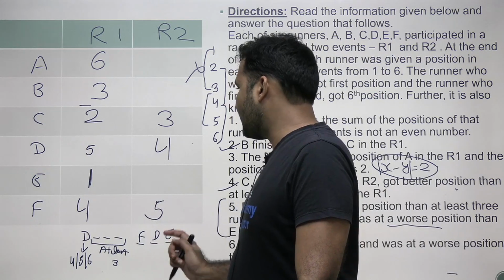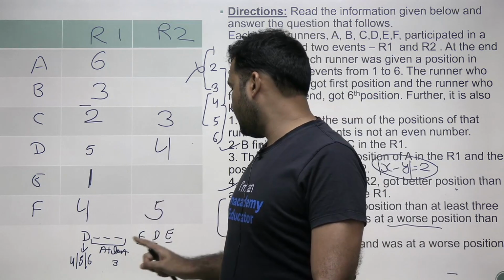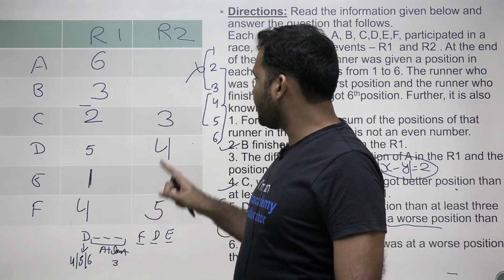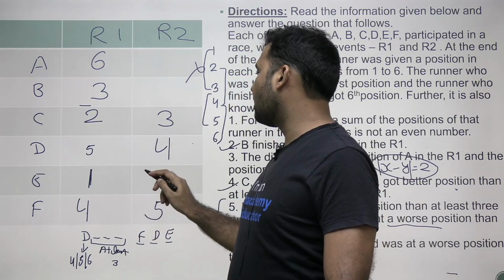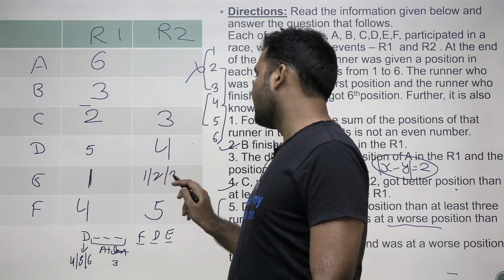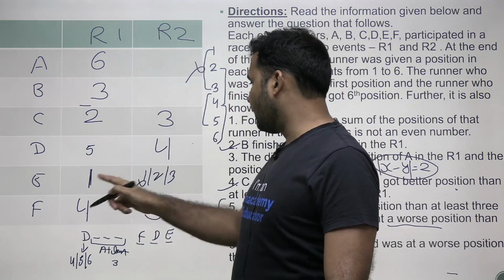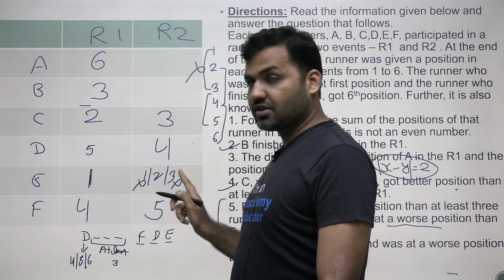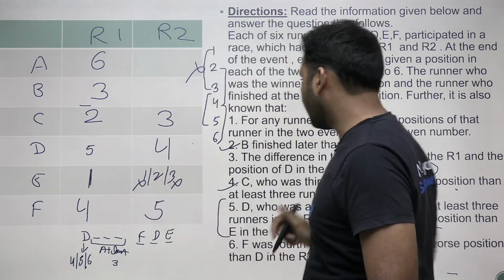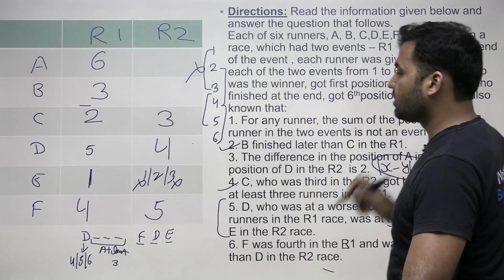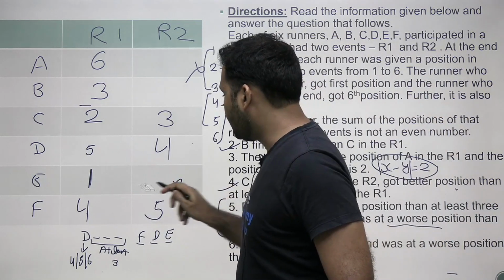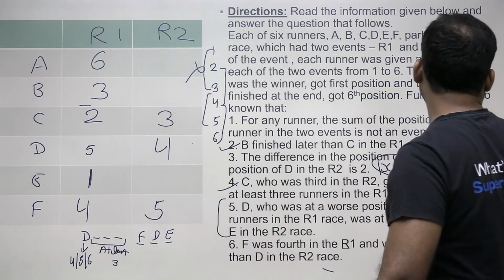Okay, let's talk about E. Now, the rank of E is better than D. So D is 4, and the only options left here are 1, 2 and 3. 1 is already here, so 1 cannot come here. 1 plus 1 will be an even number. 1 is here, so 3 cannot come here. 1 plus 3 will also be an even number. So the only option for E is to put 2 here. So the only option for E is to have a rank 2 in R2.